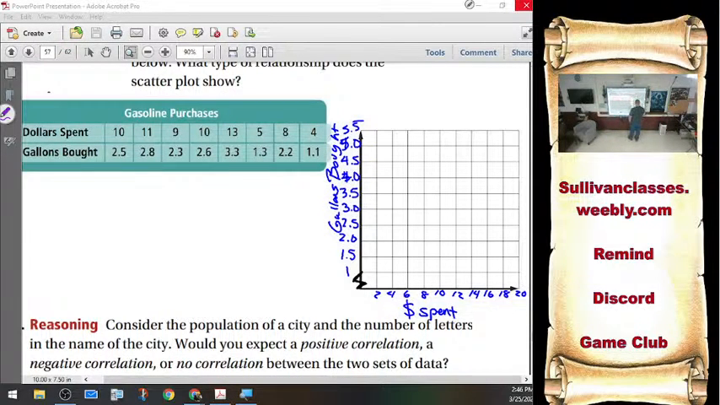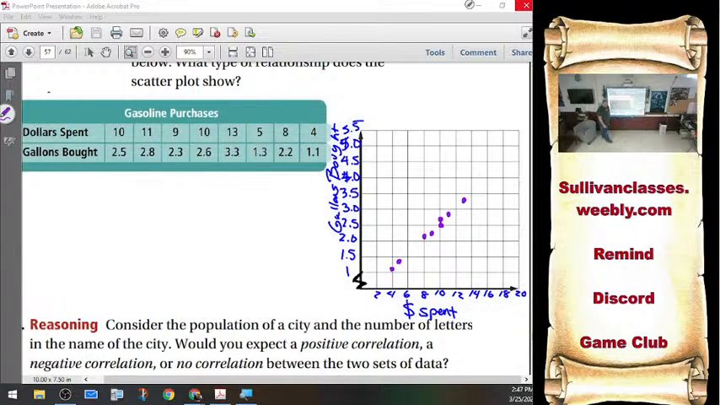See, 10, 2.5, 11, 2.8, 9, 2.3, 10, 2.6, 13, 3.3, that's the one I just plain didn't even see it. 5, 1.3. 8, 2.2. Yeah. And 4, 1.1.